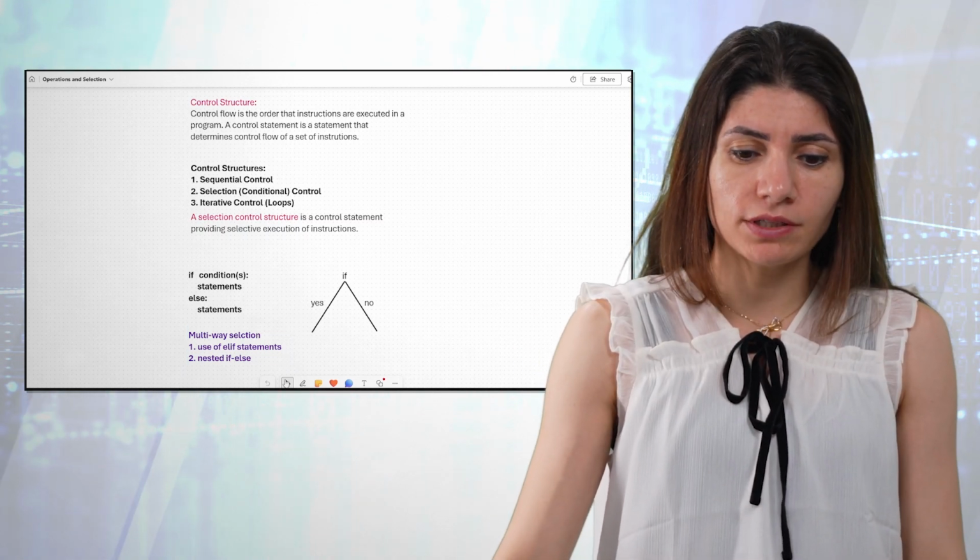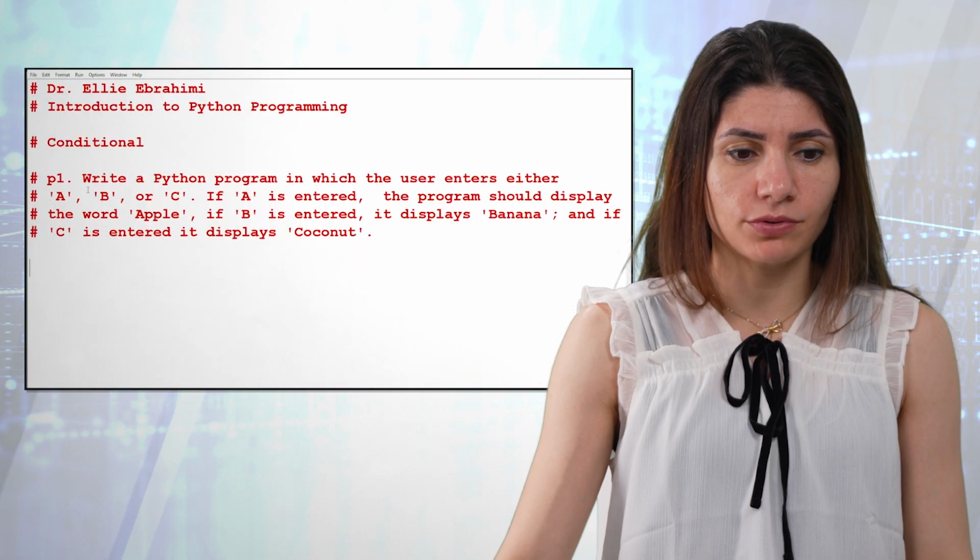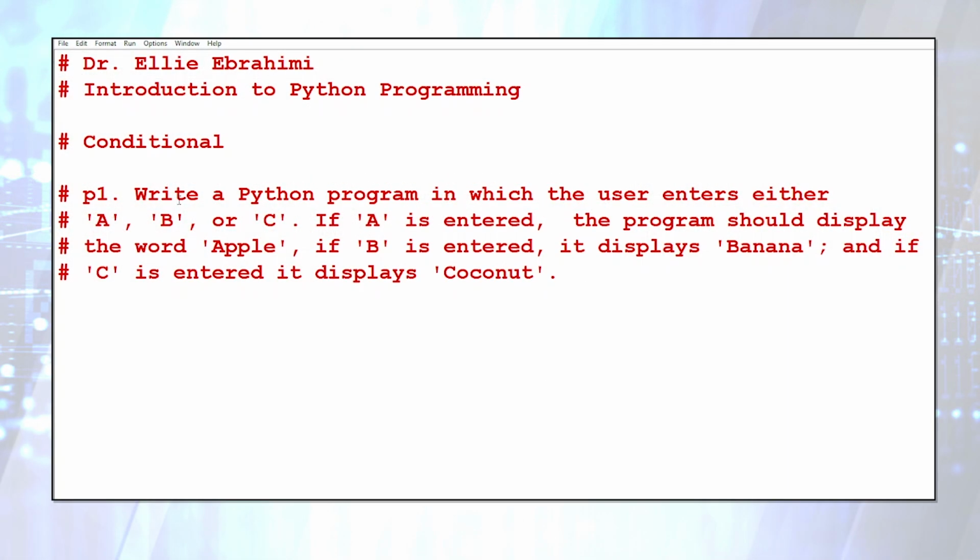All right, so now let's get into some examples. The first example is that you are going to write a Python program in which the user enters either A, B, or C. If the user puts A, the program should display the word apple. If it's B, you display banana. If it's C, you display coconut. So we are going to go with that.